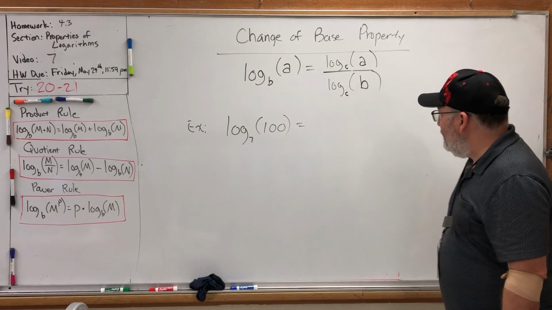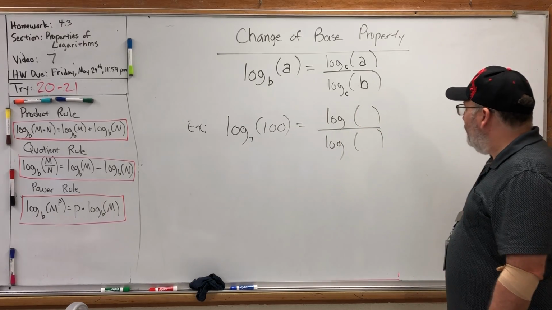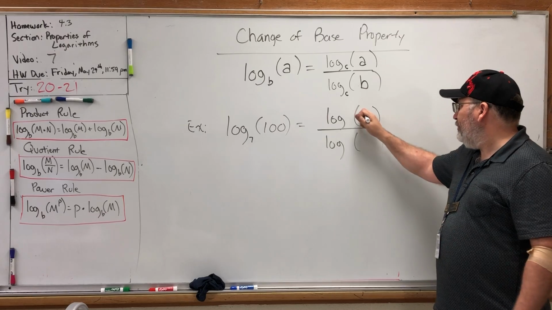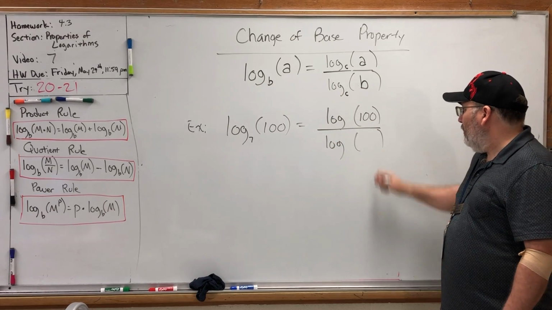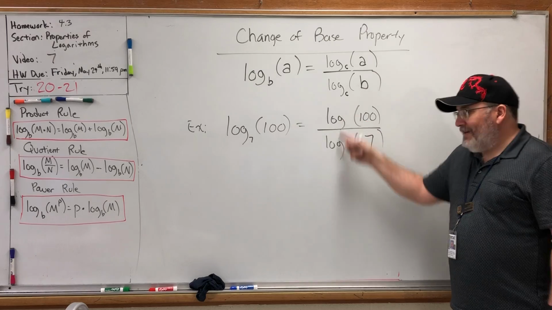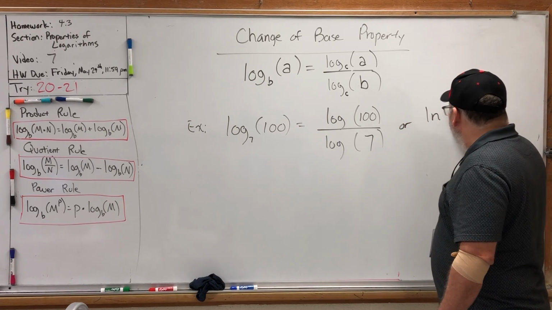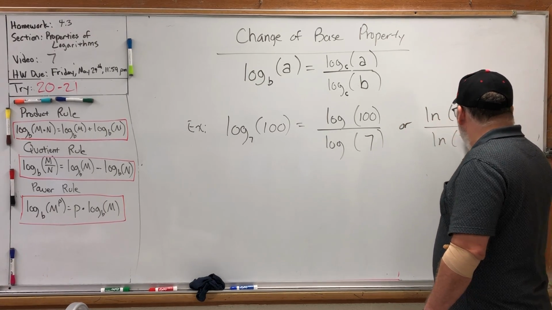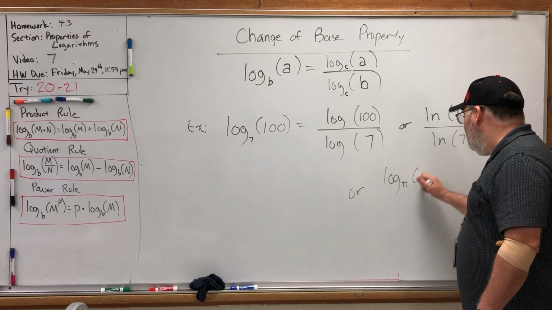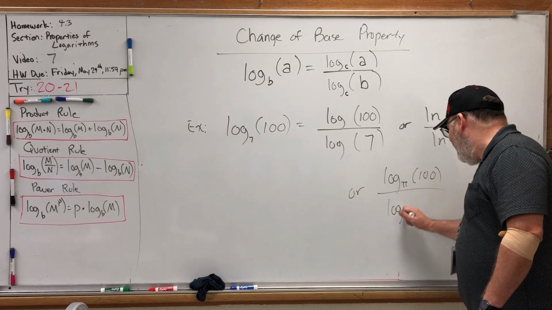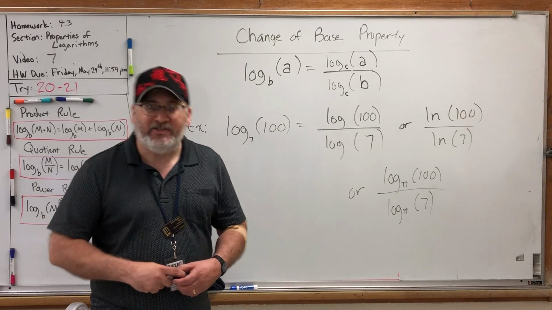According to the change of base property, I can set up a ratio of logarithms where the original log's argument is the argument in the numerator, and the original log's base is the argument of the log in the denominator. And I can use any log I want here. Log, meaning base 10, or I could use ln, meaning base E, and frankly, I could use any base I want. I could use log base pi. I wouldn't, but the point that I'm making is the change of base property allows you to change it to any permissible base, meaning positive but not 1.